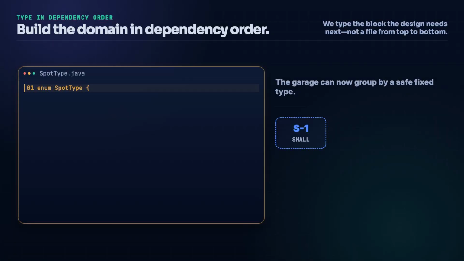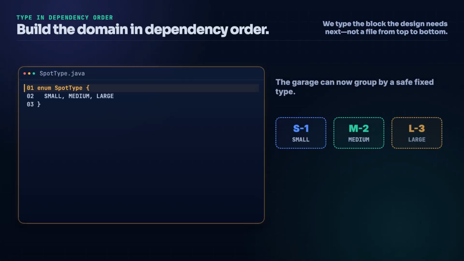Now we will type code, but not from the top of a file. We will type the block that the design needs next. Spot size is a fixed set, so start with a Java enum: small, medium, and large. As soon as this enum appears, the garage can group spots without relying on fragile strings.